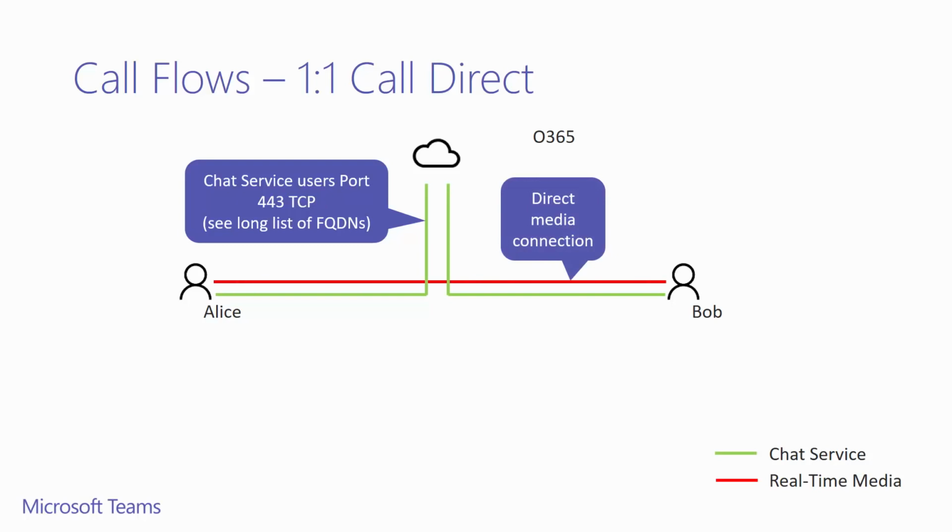For audio, video, and desktop sharing, however, we want all traffic to be as direct as possible. We leverage a protocol called ICE to find the most optimal media path. In this case, a direct connection is possible. That means both clients are able to communicate directly to each other.